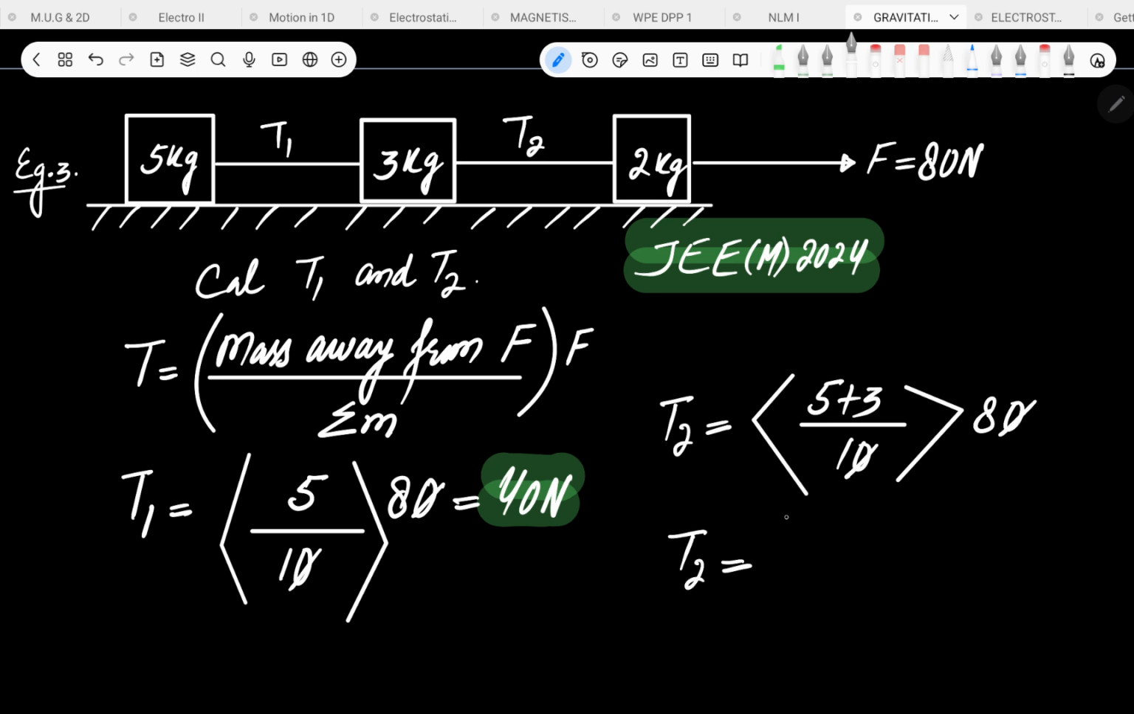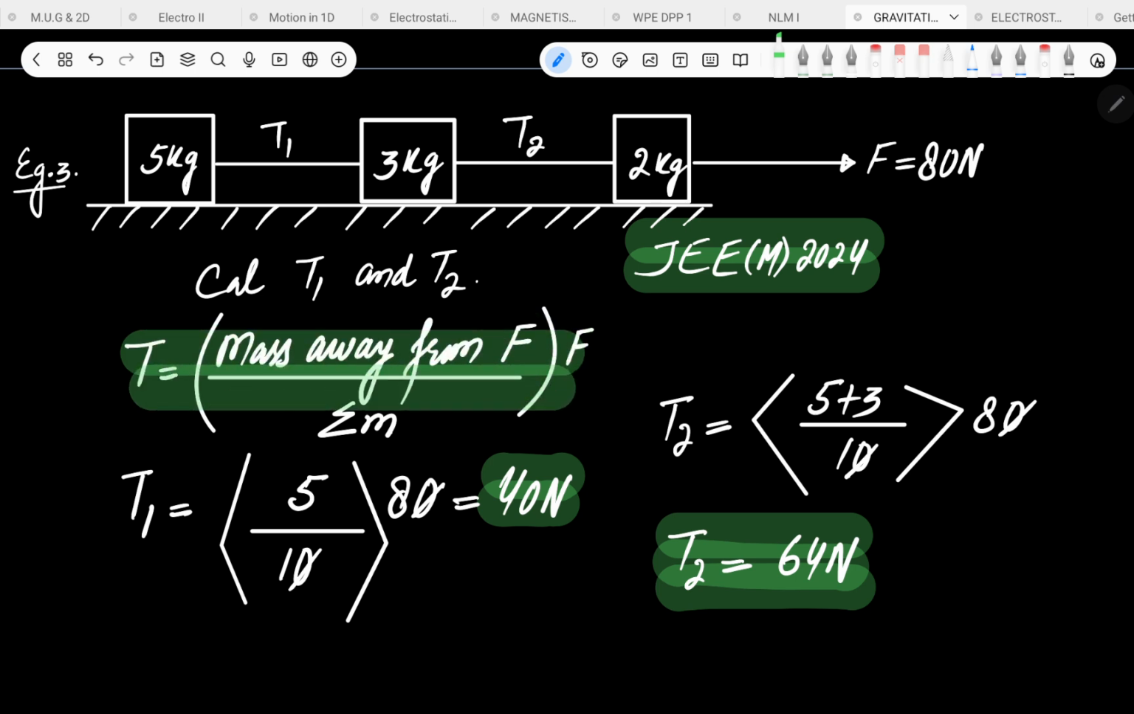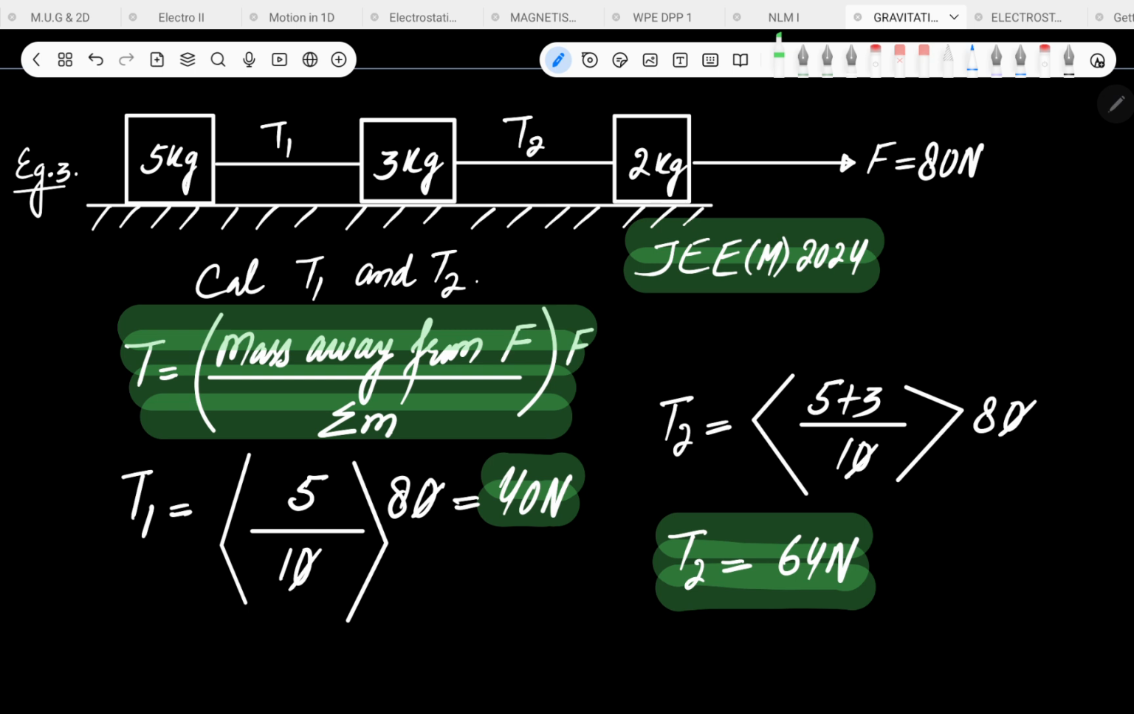So tension T2 comes out to be 5 plus 3 is 8. 8 into 8 is 64 Newton. So easily we have calculated T1 and T2, that too without calculating the acceleration, and that too without constructing a separate free body diagram for this 5 kg and for this 3 kg or 2 kg. Okay, directly we have applied this trick. So this trick is very important. It's a handy trick to calculate tension directly without calculating the acceleration and without constructing a separate free body diagram. Thereby it saves a lot of time.